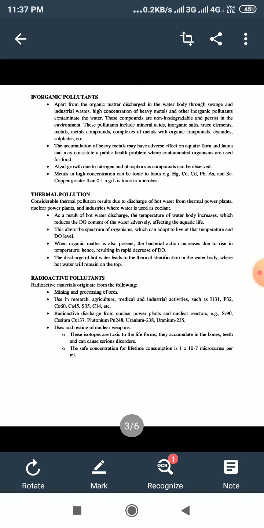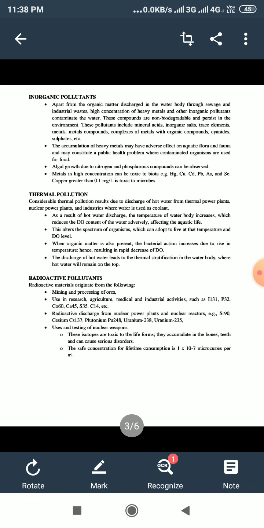Next is thermal pollution. Considerable thermal pollution results due to discharge of hot water from thermal power plants, nuclear power plants, and industries where water is used as coolant. As a result of hot water discharge, the temperature of the water body increases, which reduces the DO content of the water, adversely affecting the aquatic life. This alters the spectrum of organisms which can adapt to live at that temperature and DO level.